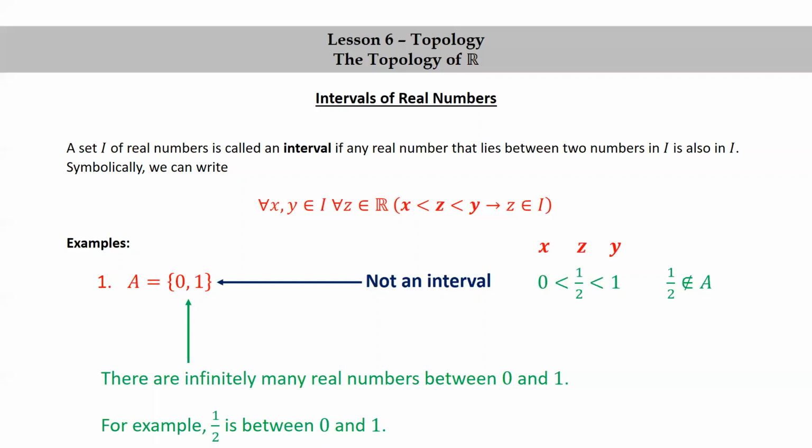So comparing this to the definition, if we let x equal 0 and y equal 1, and z equal 1/2, which is between 0 and 1, then we see that even though x and y are in the set A, and z is a real number between x and y, z is not in the set A. That violates the definition of being an interval.